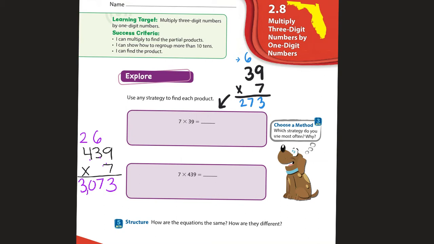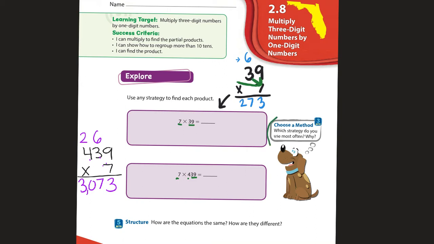So how are these equations the same? How are they different? Well, they both are multiplied by 7, and they both have 3 tens and 9 ones. They're different because this one has 4 hundreds. So I know my number is going to be larger. But I did multiply it using the same pattern. I start here, and then I move outwards. Or you could say I start with the ones, then the tens, then the hundreds, and so forth.